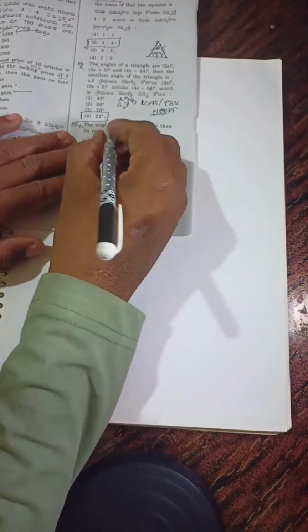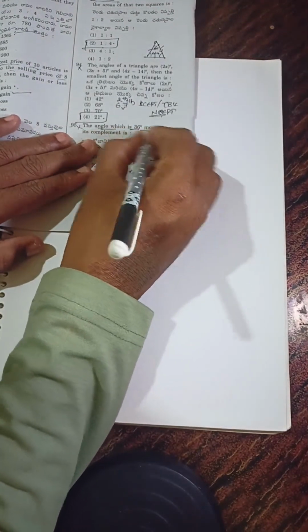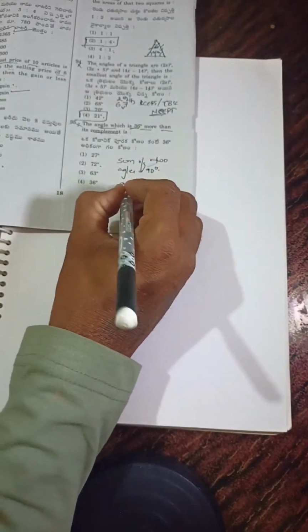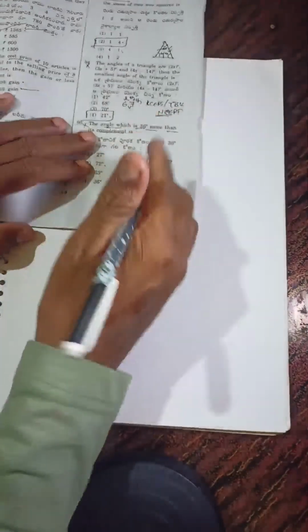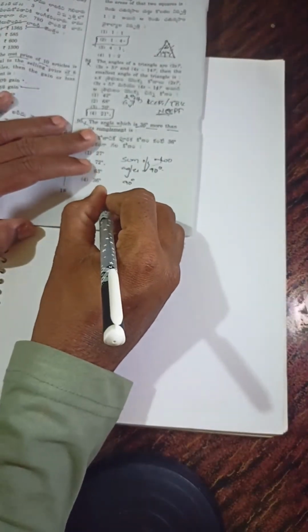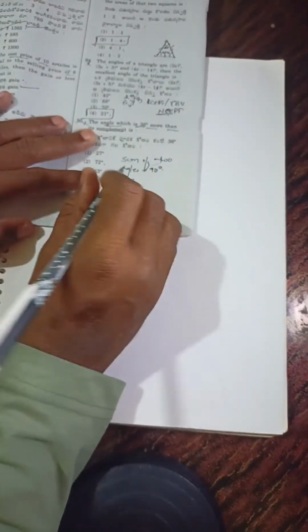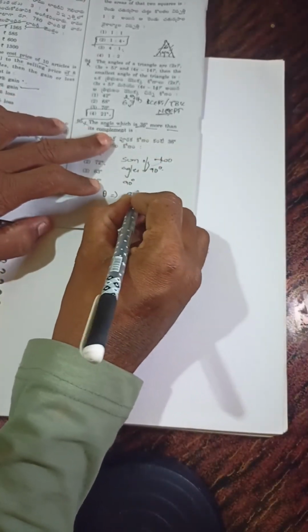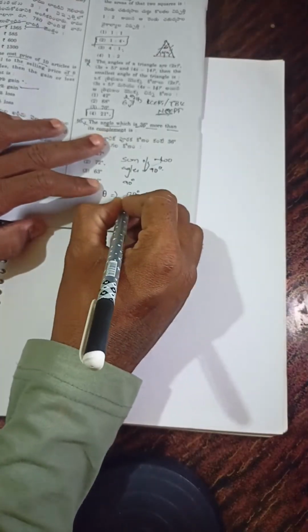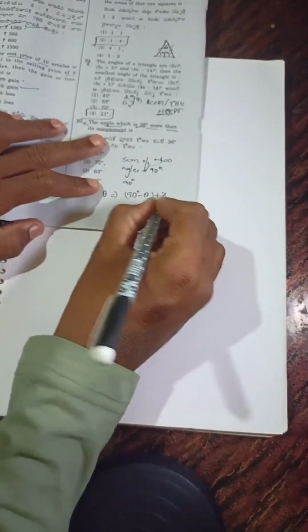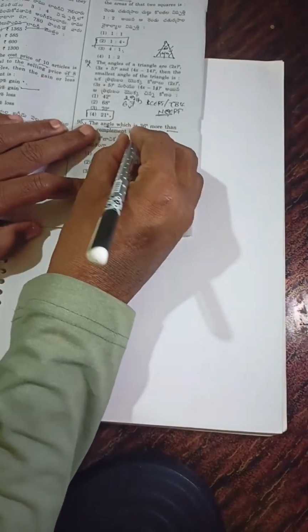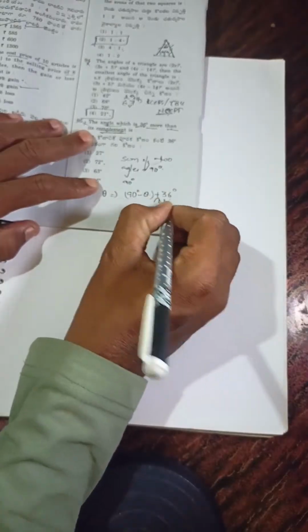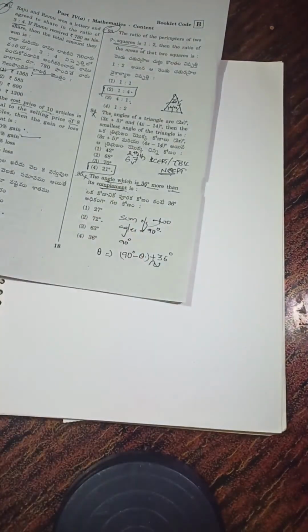So what is given in the question? The angle which is 36 degrees more than its complementary. What is the complementary angle? If we take the angle as theta, then complementary means 90 degrees minus theta. So 90 minus theta degrees plus 36 degrees. Why? Because the angle which is 36 degrees more than its complement. 36 degrees more means we are going to write the plus symbol.